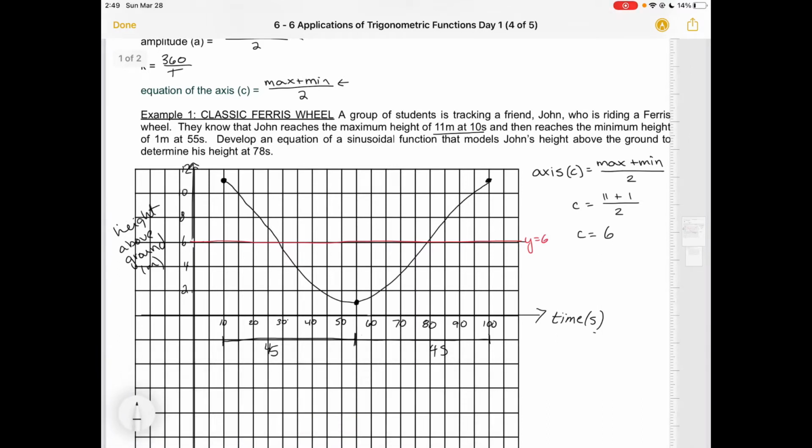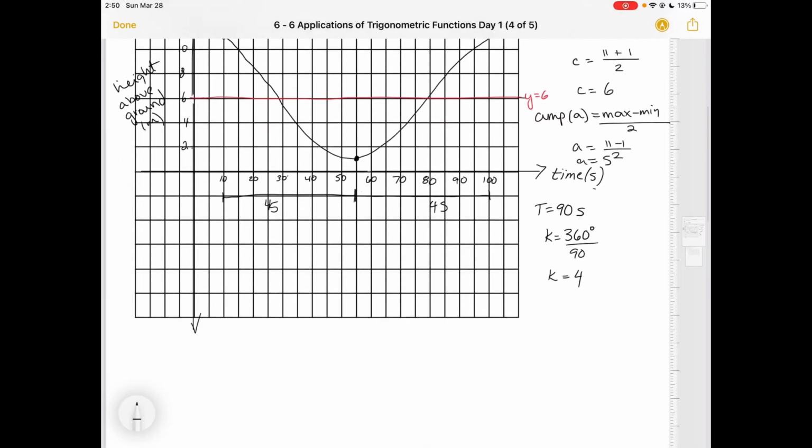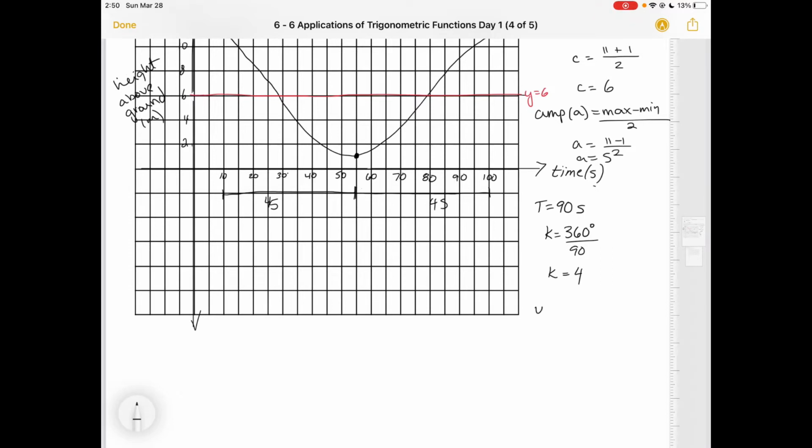The next thing that I'm going to find is my amplitude. So my amplitude, which is A, I've got my maximum minus my minimum, and I'm going to divide by 2. So 11 minus 1 divided by 2. So my A value is going to be 5. Now the last thing that I need to figure out is the period. I know that it's going to take 90 seconds for one cycle based on what I've graphed. And my K value is 360 degrees divided by 90, which means that my K value is going to be 4. So let's put in what I know into the equation.